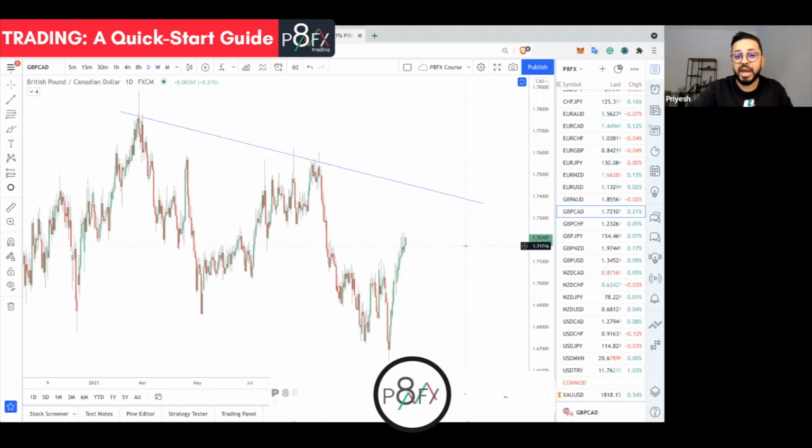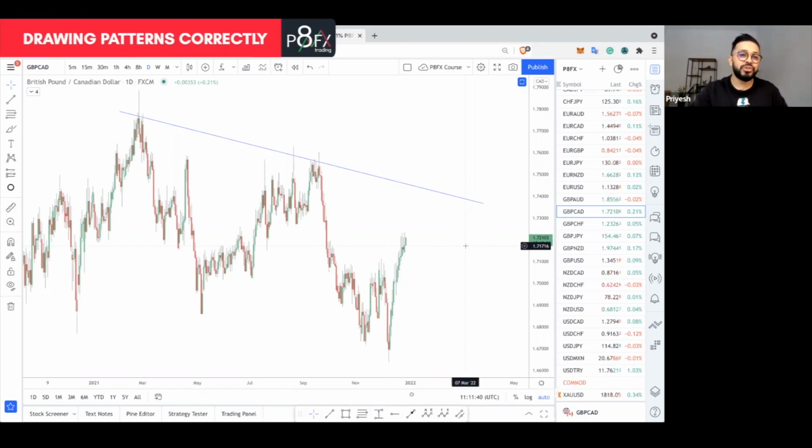In this lesson, I'm going to show you how to draw your patterns accurately. Again, another one of my bugbears is when students send me charts and I've got trend lines started from different locations and the patterns just don't look correct. So we'll start off exactly like what we have here with a trend line drawn.